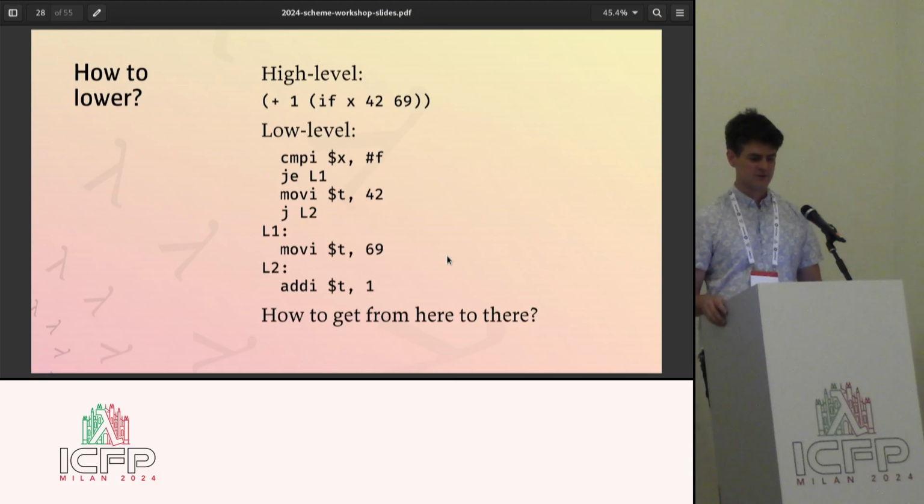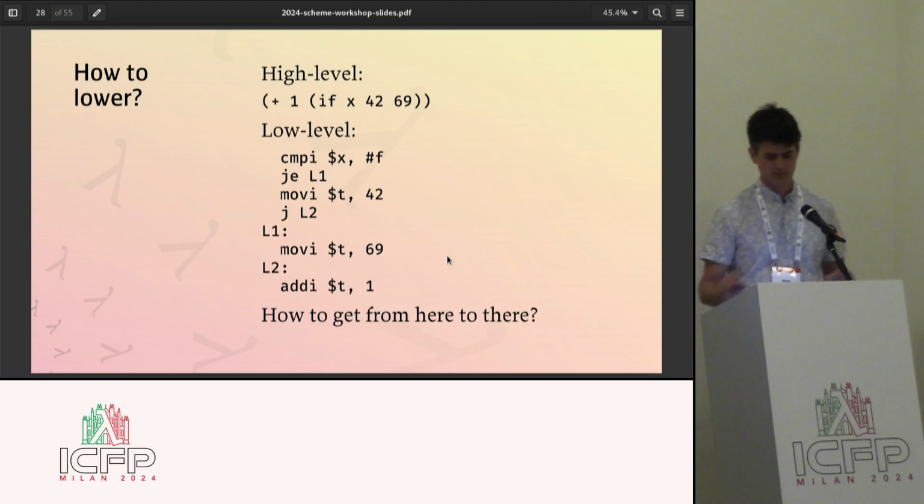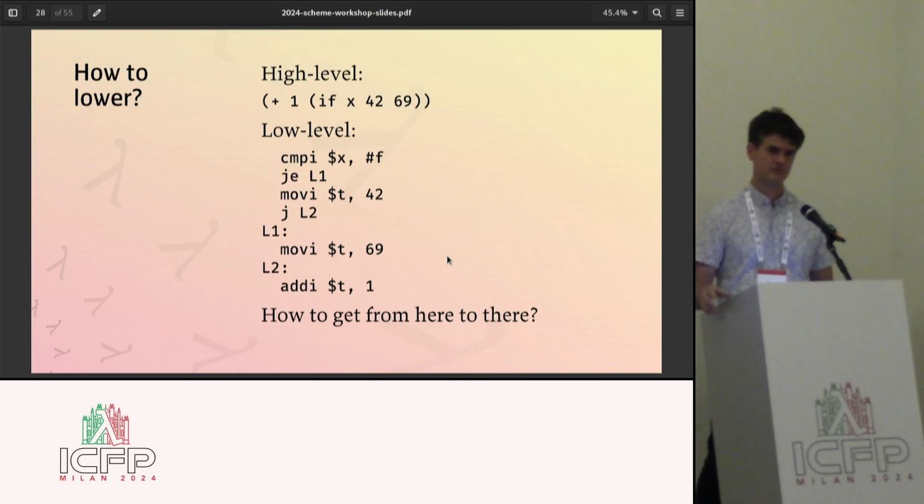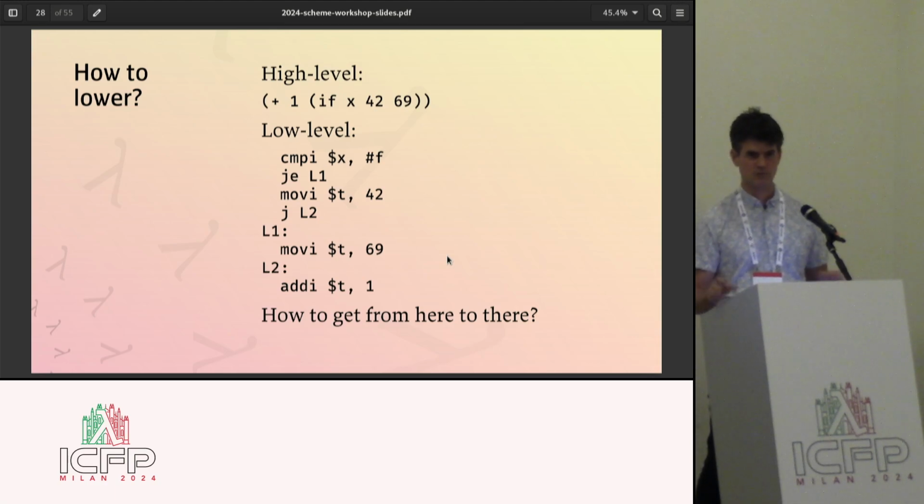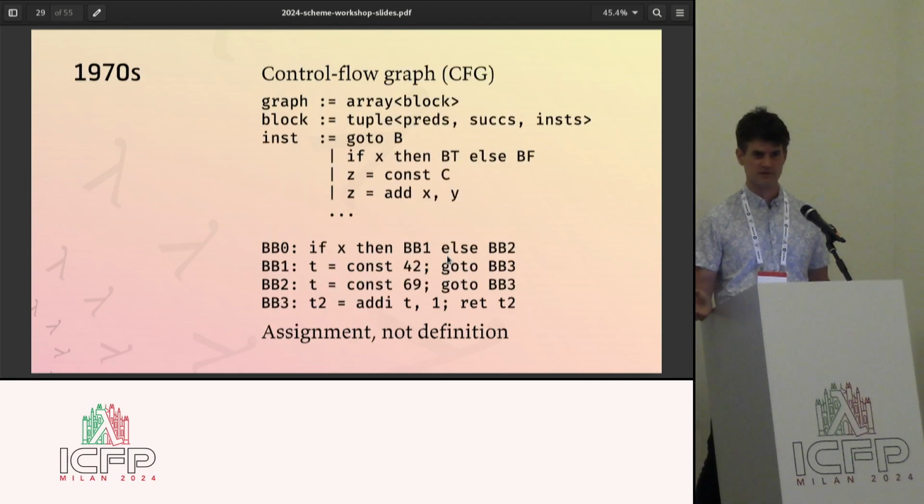And you need a language which is fit for purpose, which allows you to make this link from front end to back end. So if you have a program that's adding 1 to either 42 or 69, then you're going to get maybe a comparison of x to false. And if it's false, you take one branch, and if it's true, you take the other branch. And what kind of language can help us bridge this gap between the algebraic and the imperative? And the classic answer, of course, is a control flow graph, right? You have basic blocks. You have goto, essentially. Your program is represented as a graph. Your graph is an array of blocks. And each block has predecessors, successors, and instructions in it.